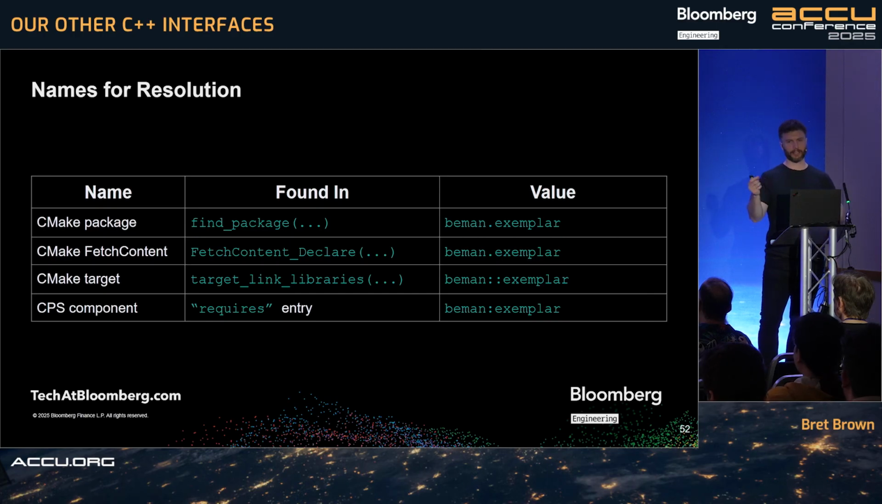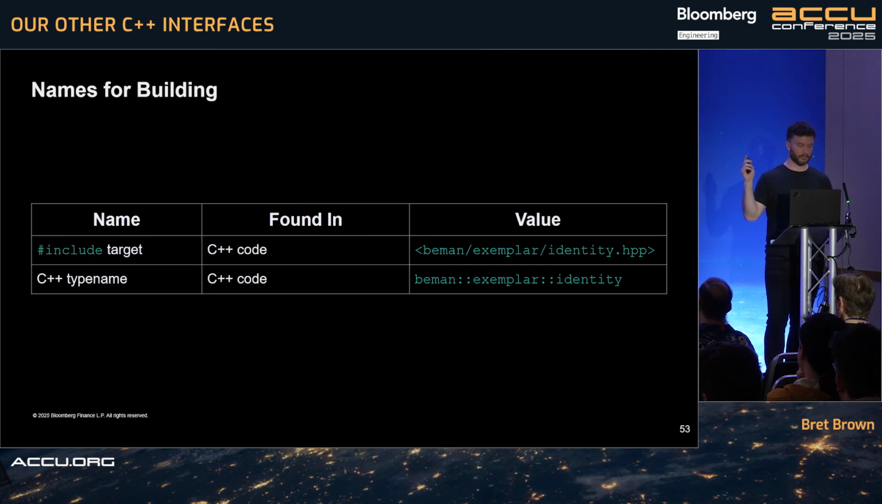CMake target name, again, that's what you pass into your target_link_libraries when you're specifying a library to link against. We have names for that. CPS component, that's also new technology. We'll get to that in a second if we have time. But if you're saying a requirement in that context, again, you have a name for that. It's a 1: form. That's new, but hopefully not too confusing.